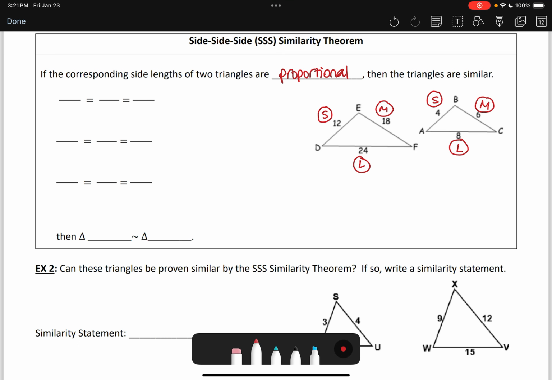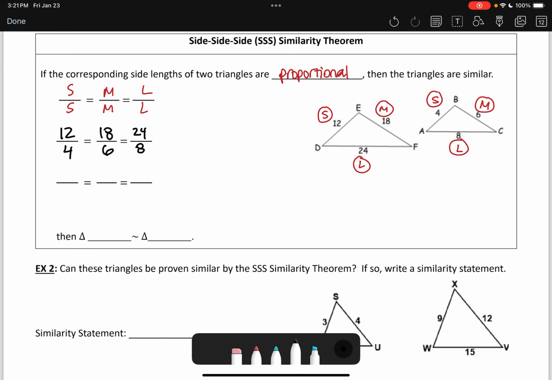So if we were to look at this, the way I like to write this out is, I'm going to set this up as small over small, medium over medium, large over large. If I plug those values in, and I start with triangle DEF, I'd be doing 12 on the top. So small over small here is 12 over 4. Medium over medium is 18 over 6. Large over large would be 24 over 8.